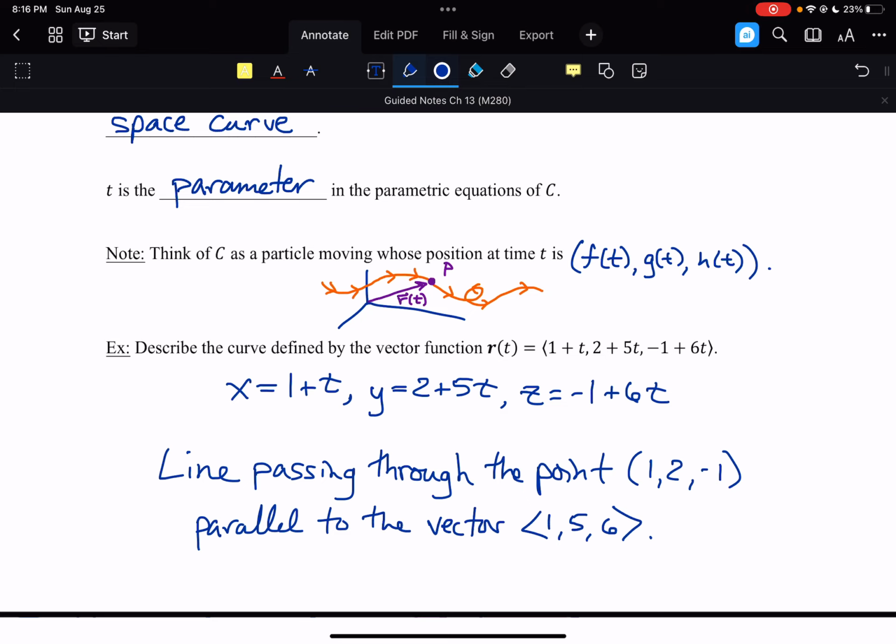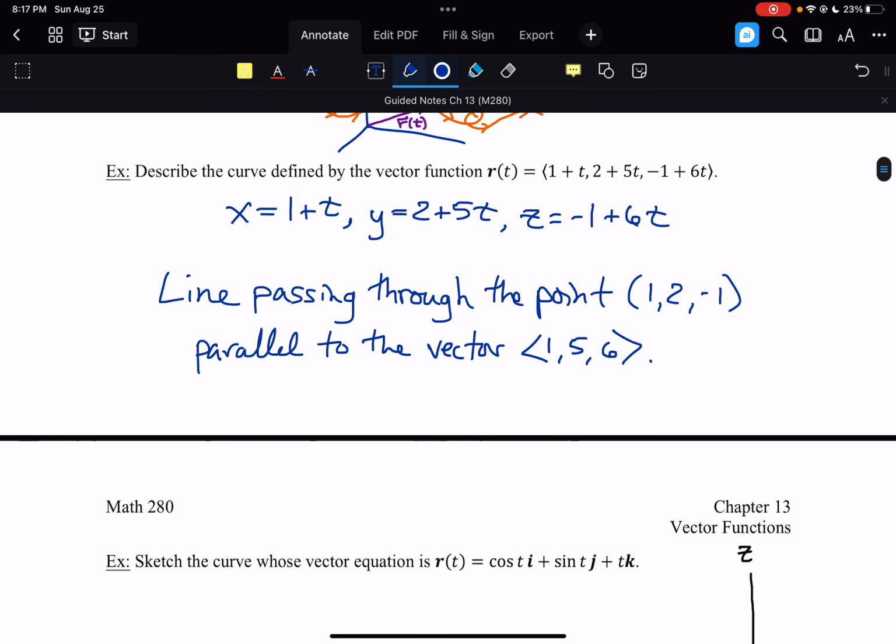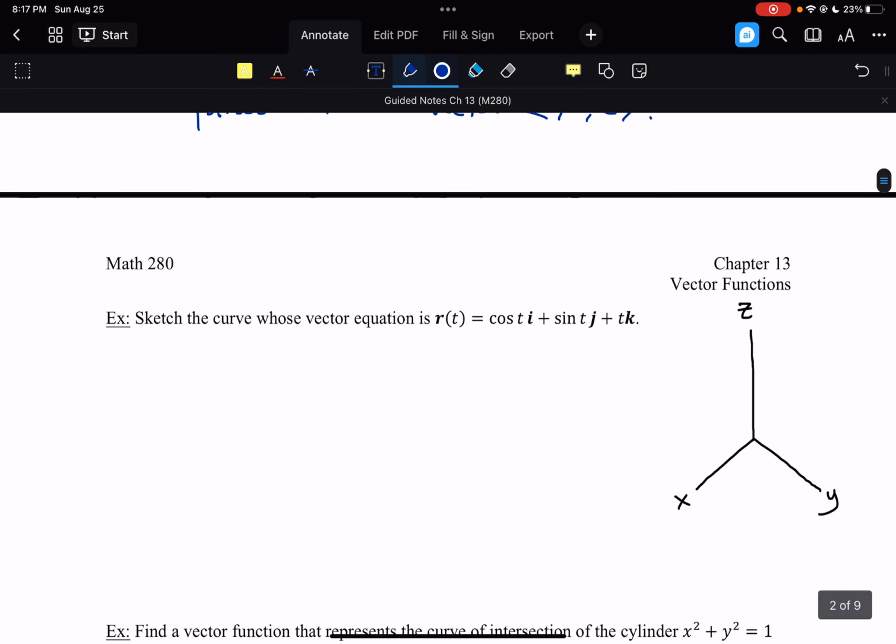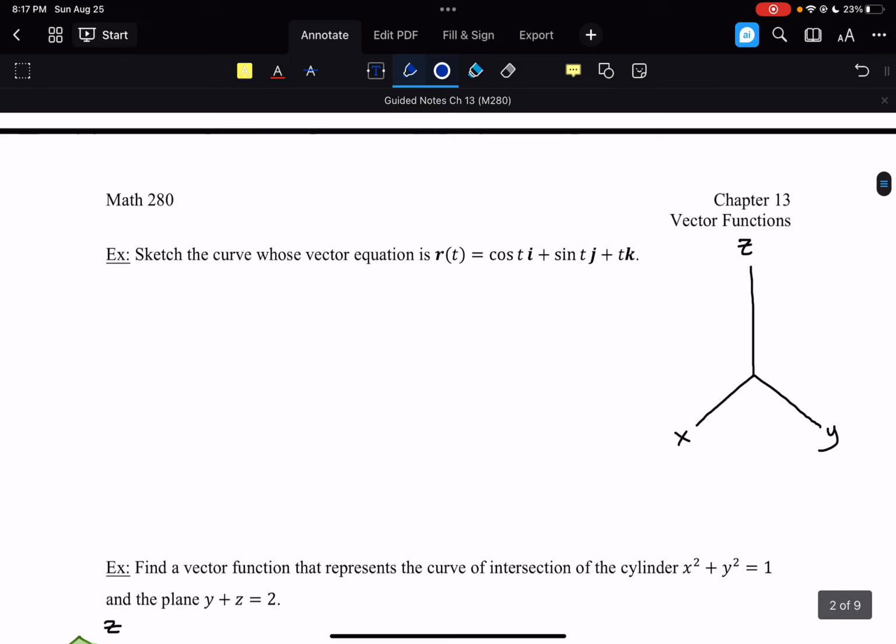Right, so we have already been working with space curves a little bit, but we're going to be able to kind of widen our search in space curves moving forward. So let's take a look at this example. Sketch the curve whose vector equation is r of t equals cosine of t i plus sine of t j plus t k.